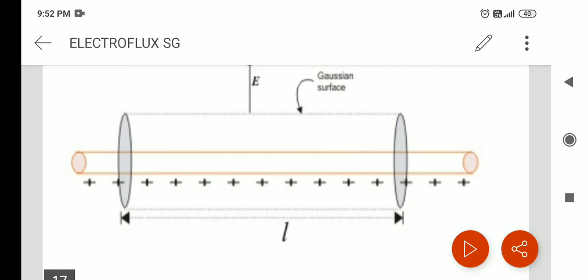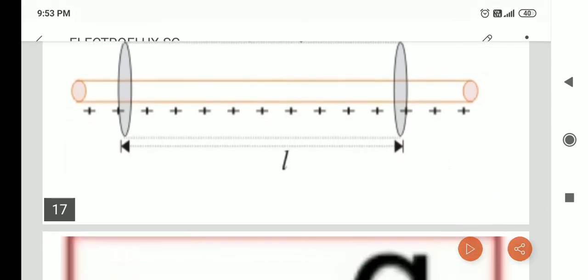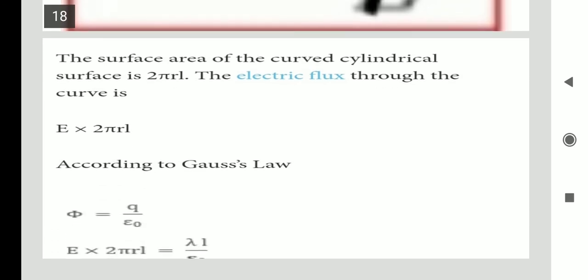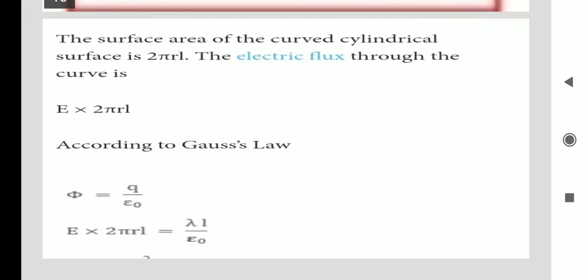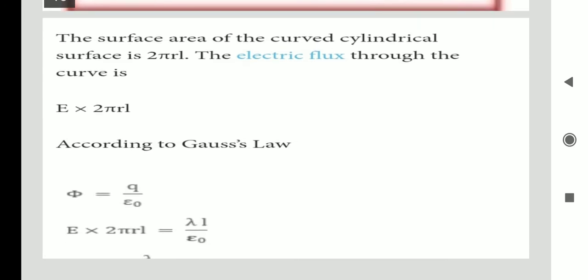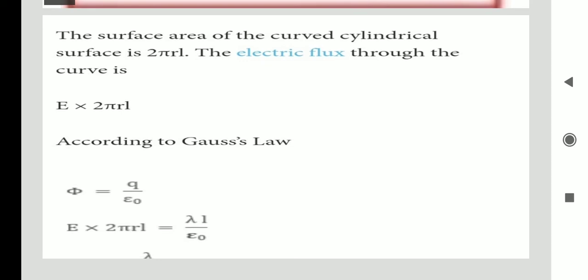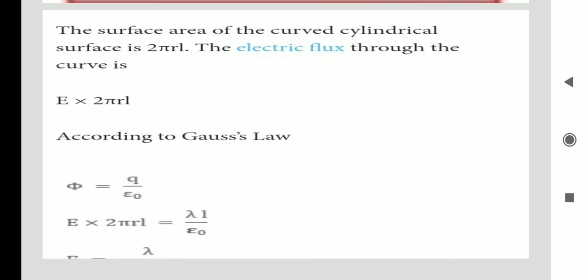What type of surface is this? It is a cylindrical surface. What is the cylindrical surface area? In mathematical form, it is 2 pi RL. Therefore, in this cylindrical shape, the net electric flux is E ds. In place of ds we are going to consider 2 pi RL. So the net electric flux is E into 2 pi RL.